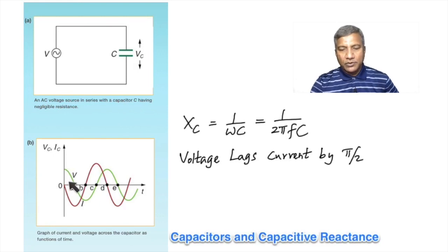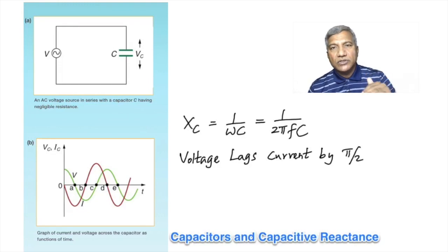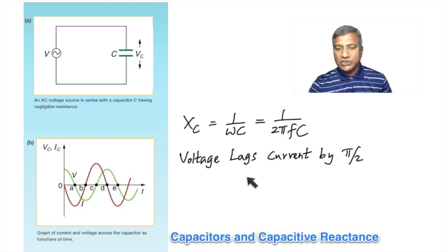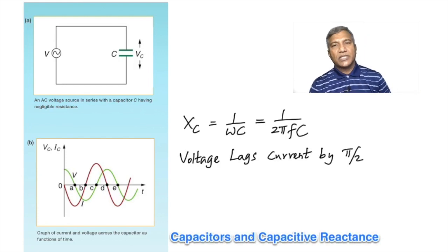And also, look at these two graphs now. You see that the green one, which is the voltage, is right there as before. But now do you see that the red line, instead of going up, is now going down first? That means it's the voltage that's behind the current by 90 degrees, or voltage lags the current by pi by 2, or 90 degrees. I hope that makes sense.